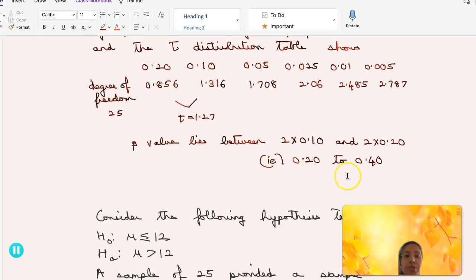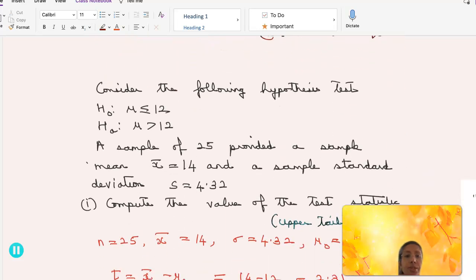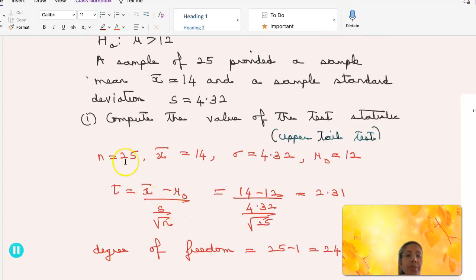So now coming to problem solving, consider the following hypothesis test. The null hypothesis is mu less than or equal to 12. The alternate hypothesis is mu greater than 12. A sample of 25 provided a sample mean x bar of 14 and a sample standard deviation s equal to 4.32. Compute the value of the test statistic. Now this is an upper tail test. So we just put down the parameters. What are the values given? n is 25, x bar is 14, s is 4.32 and the null hypothesis mu naught is 12.